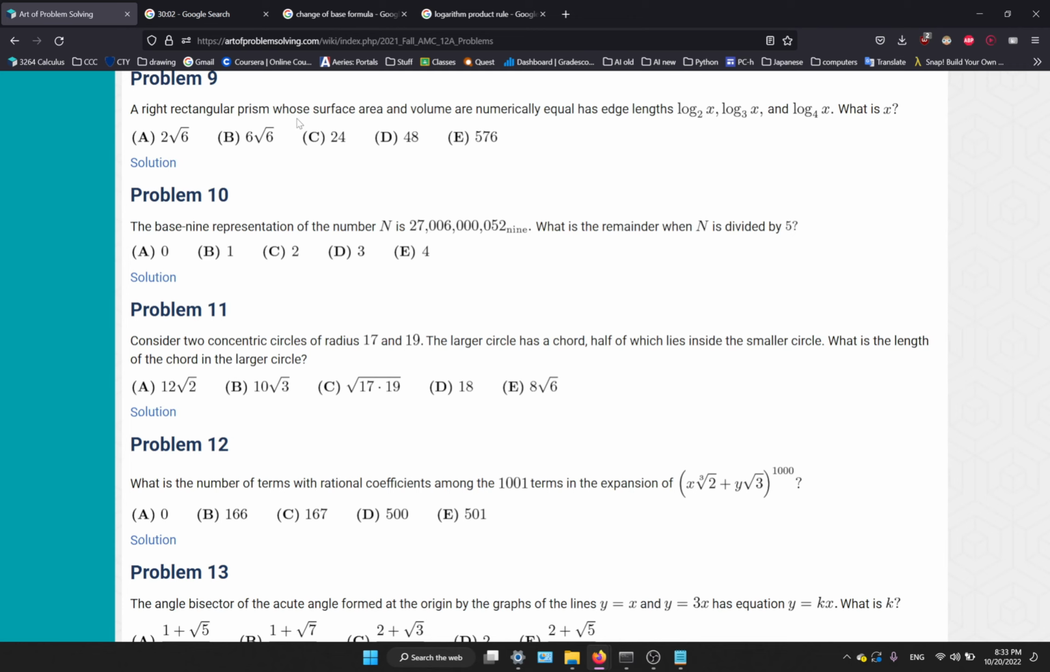Can you use a calculator on this? Well, let's think about it.